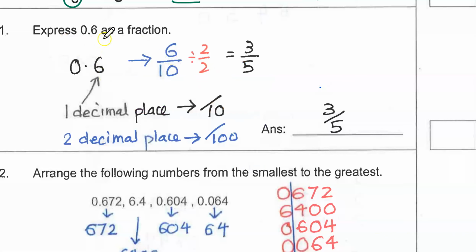Express 0.6 as a fraction. 0.6 is 1 decimal place. It means it must be 6 over 10. 10 has one 0 over here. So you see very carefully. If it's 2 decimal places, then something over 100. 3 decimal places, over 1000. 1 decimal place, the number on top over 10. So 6 over 10. To find the simplest fraction, divide by 2. You have 3 over 5.